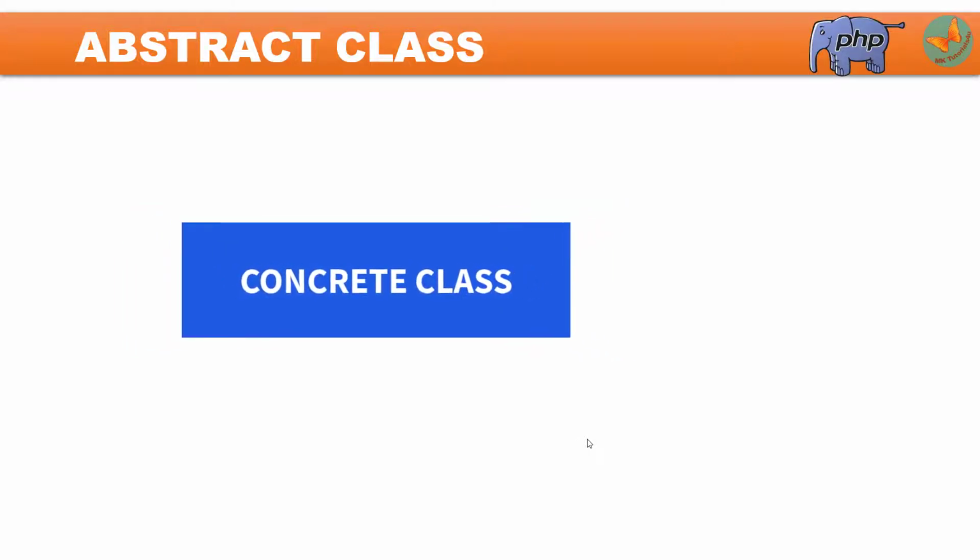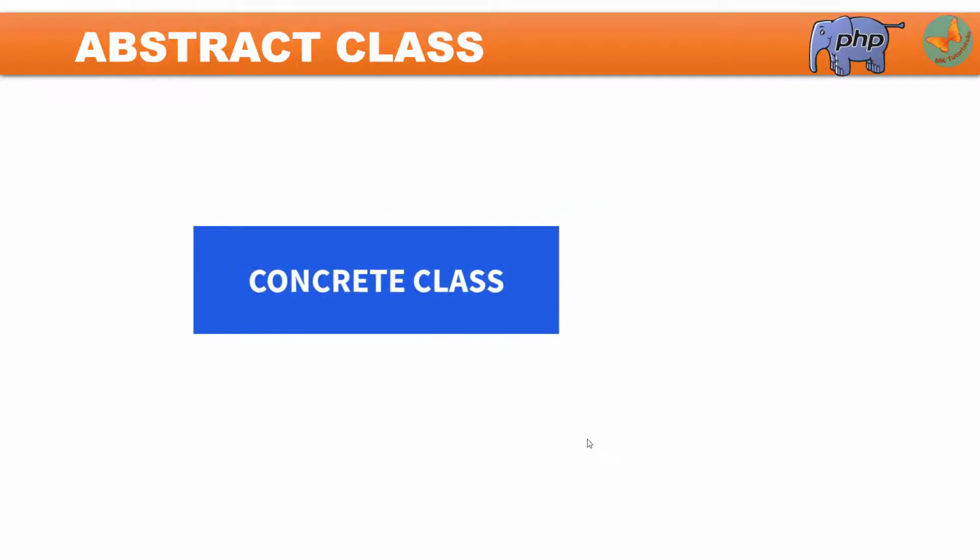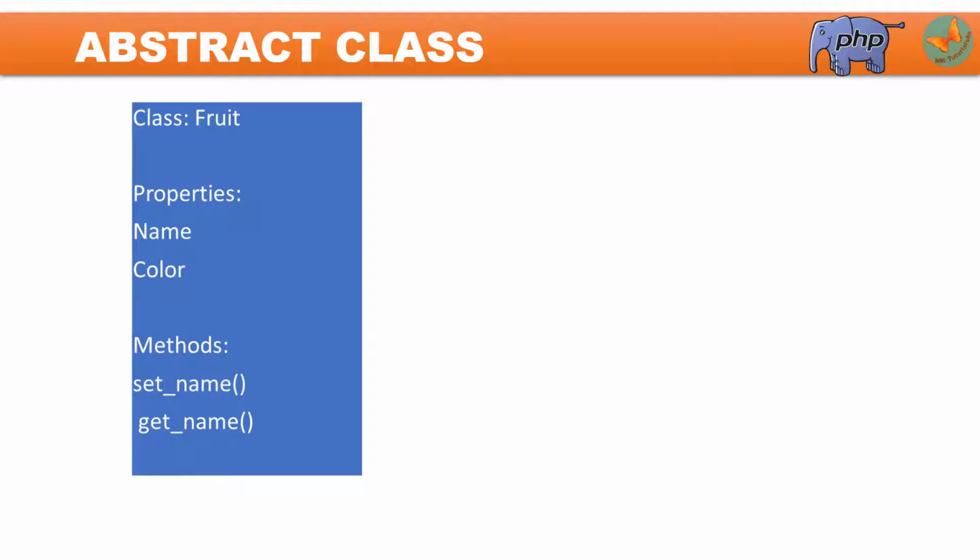Hello friends, today we are going to learn about the abstract class. But before understanding this concept of abstract class, let us try to understand what you mean by concrete class. So far we have created many classes such as fruit class in the earlier tutorials. If you recall, the class fruit has certain properties such as name, color, or it can also have methods, set name, or get name.